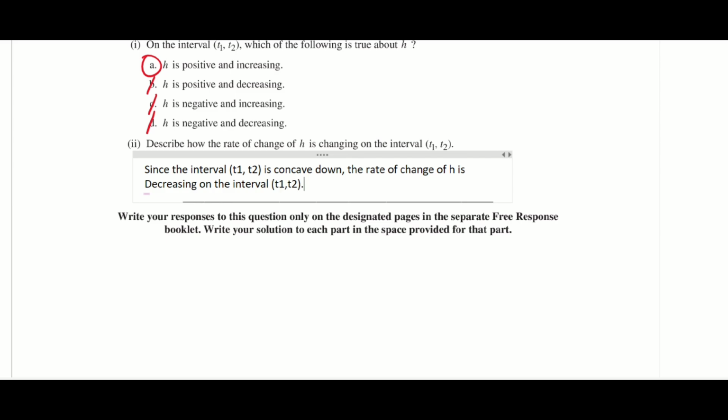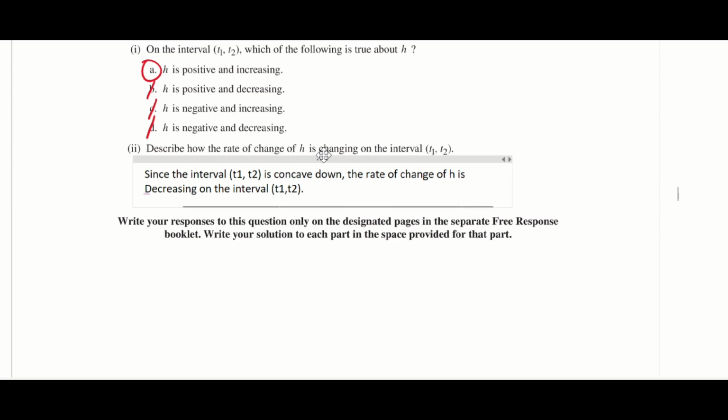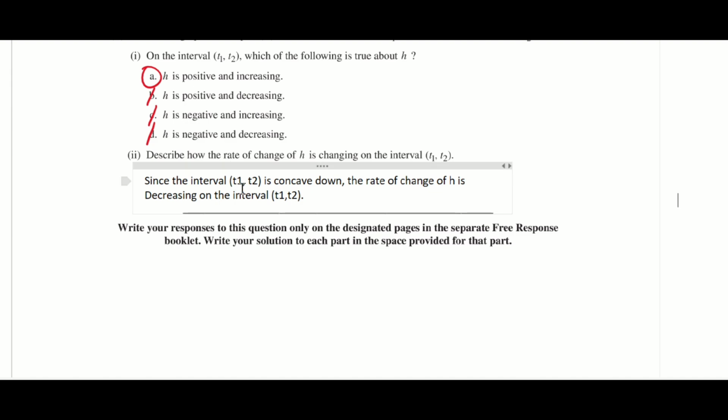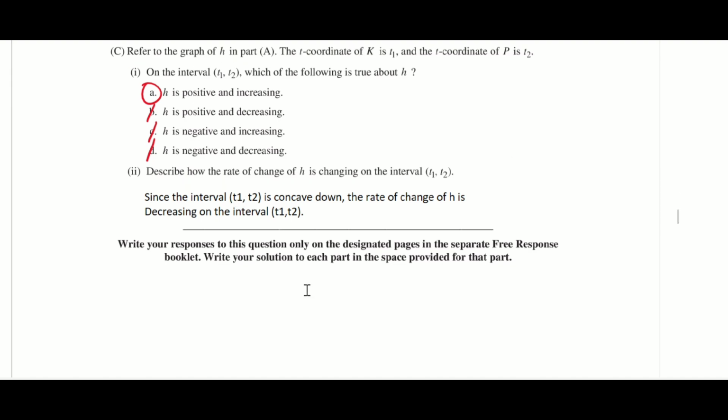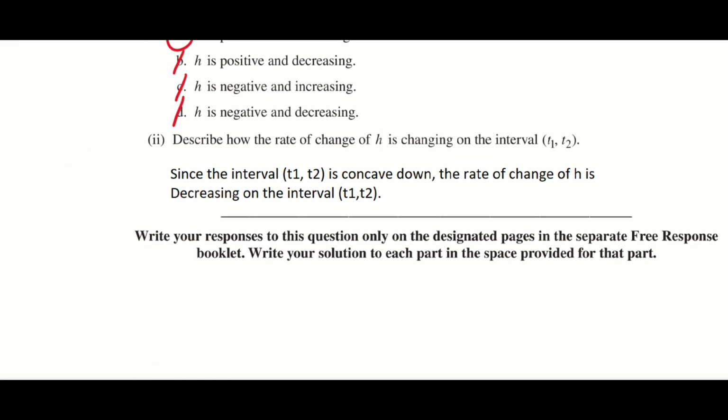And that is your answer. It can be worded a bit better, but yeah. So because it's concave down on that interval, the rate of change is decreasing. There is your answer. Okay, on to the fourth FRQ.